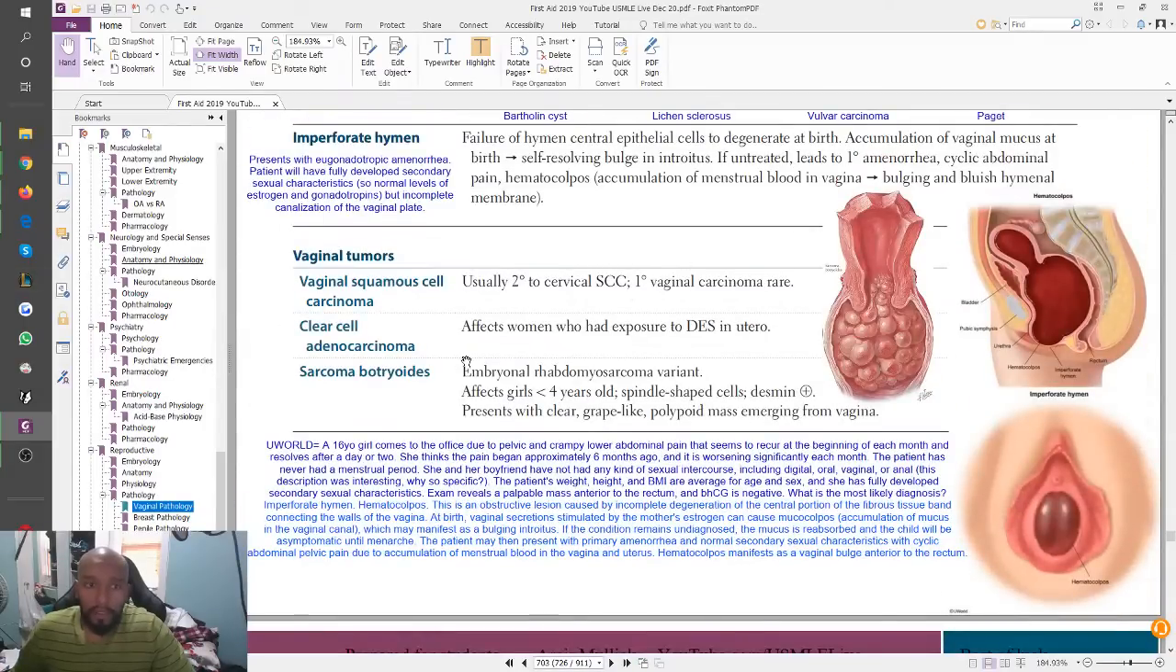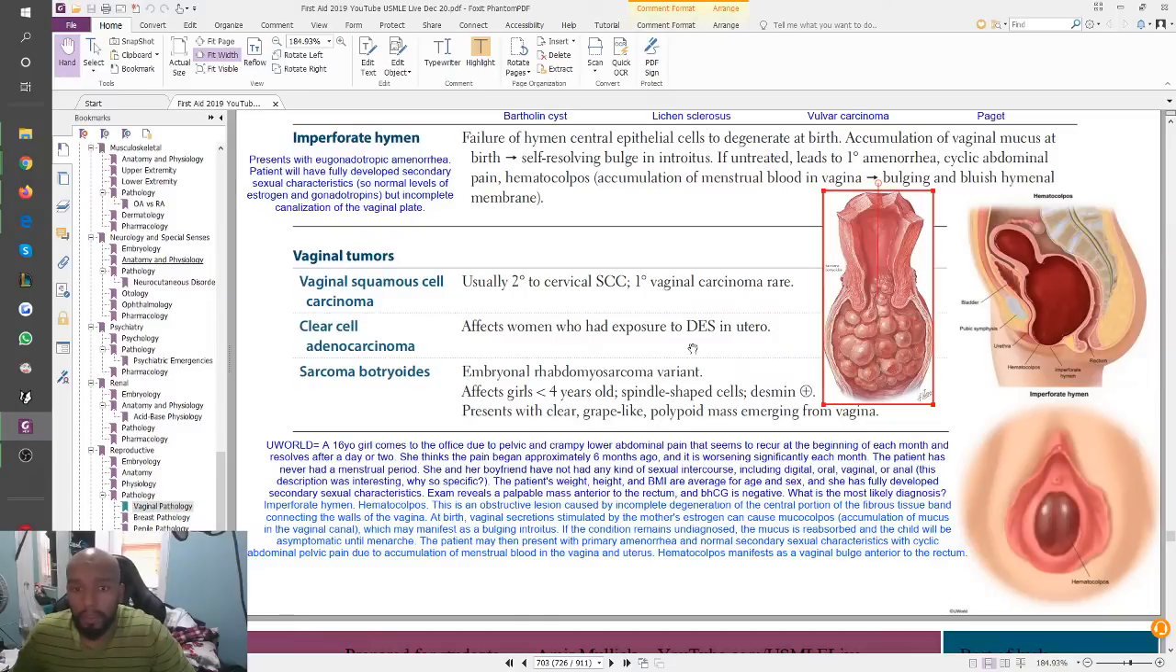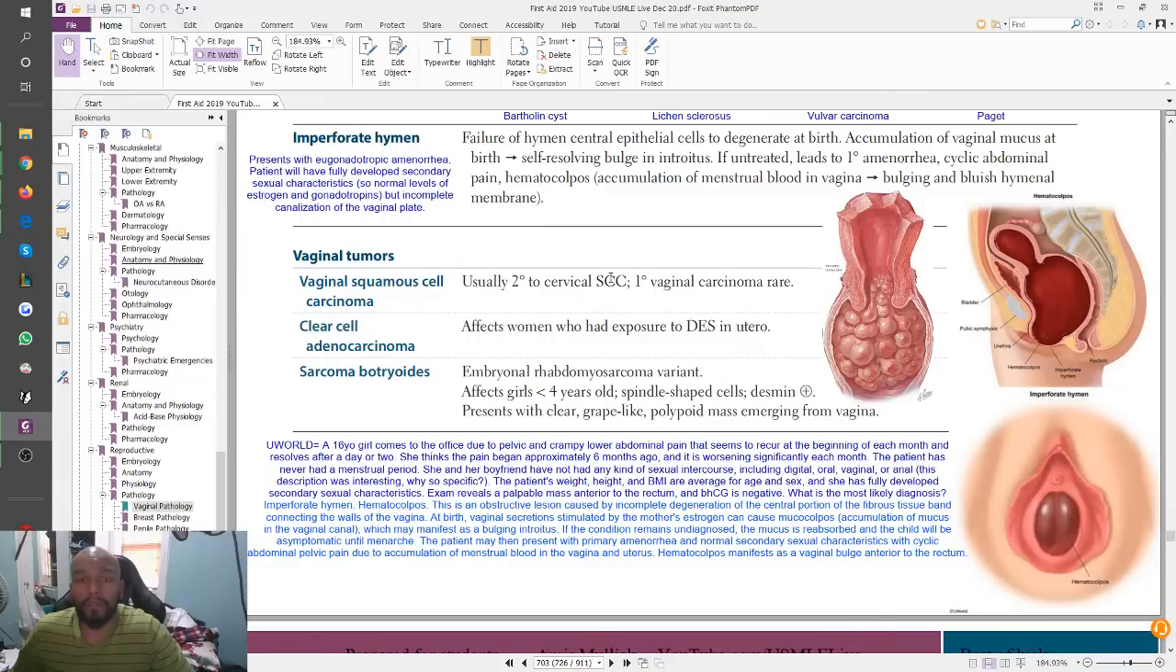The last thing on this page are some basic vaginal tumors, and this here is an actual image of what sarcoma botryoides looks like. So this is a cartoon drawing of sarcoma botryoides from Netter. So vaginal tumors: vaginal squamous cell carcinoma, clear cell adenocarcinoma, or sarcoma botryoides. The squamous cell carcinoma is usually secondary to cervical squamous cell carcinoma. Primary vaginal carcinoma is rare. Okay, so that's why we have to make sure we do cervical pap smears nonstop, because this can lead to vaginal squamous cell carcinoma, which is obviously much worse.